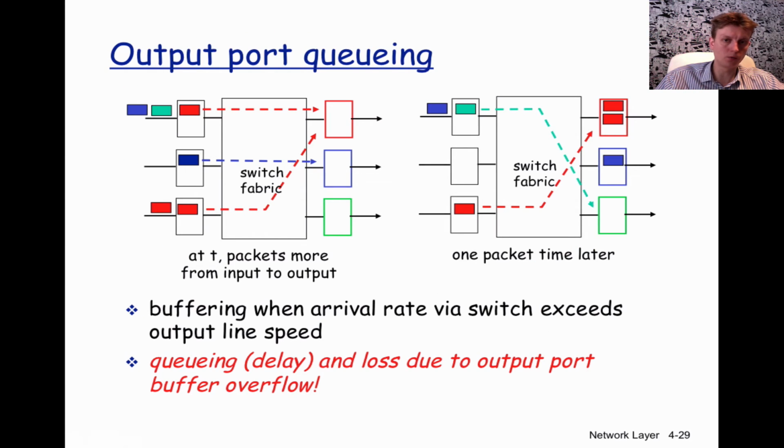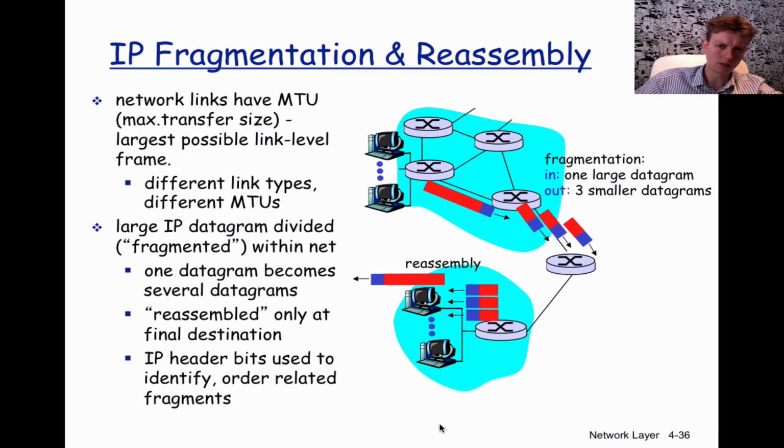Inside the output port, queuing may happen due to simultaneous arrival of packets from different input ports with a rate which exceeds the rate of the output link. In this case, these packets are normally dropped due to buffer overflow.